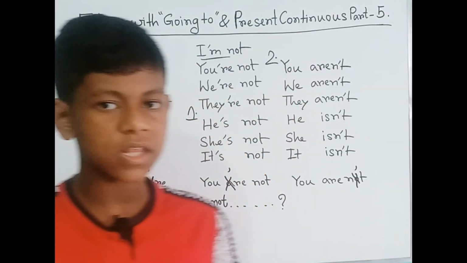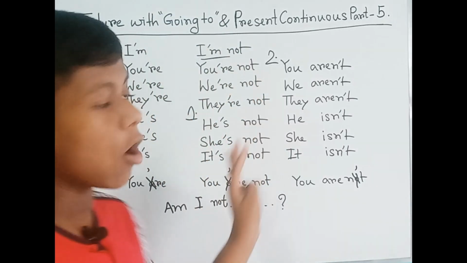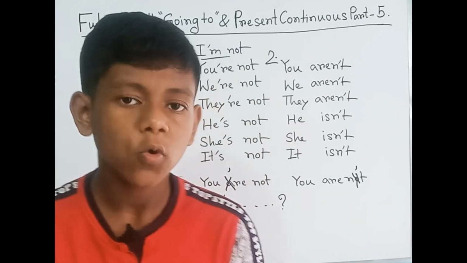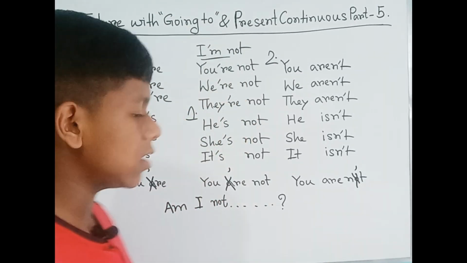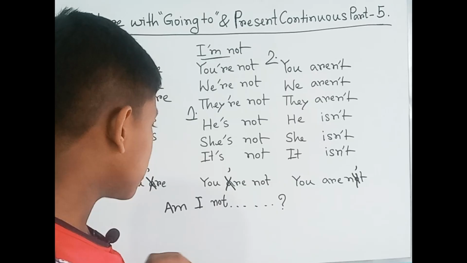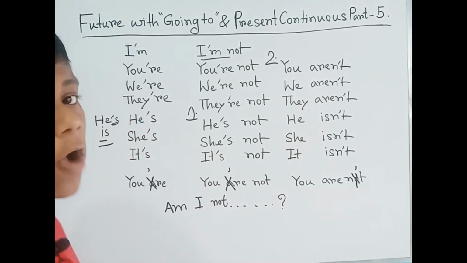So it can be used with everything. It can be used with going to or present continuous, because these rules are always used with going to and present continuous. Okay, so we have already understood. So in this concept, what about the negative form of question? How can we contract it?